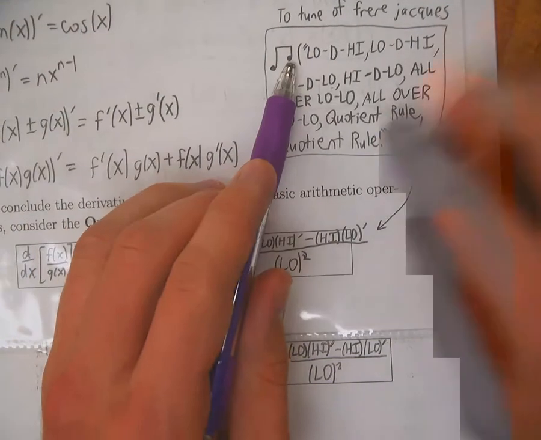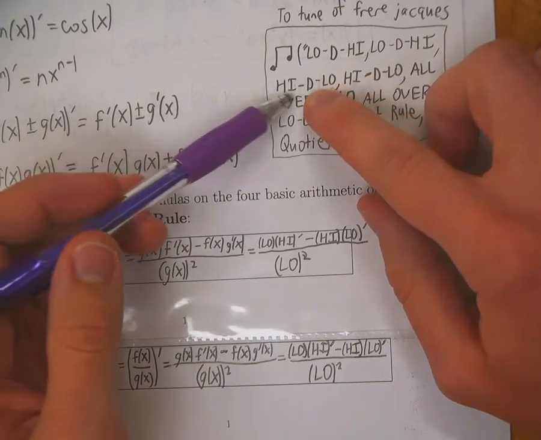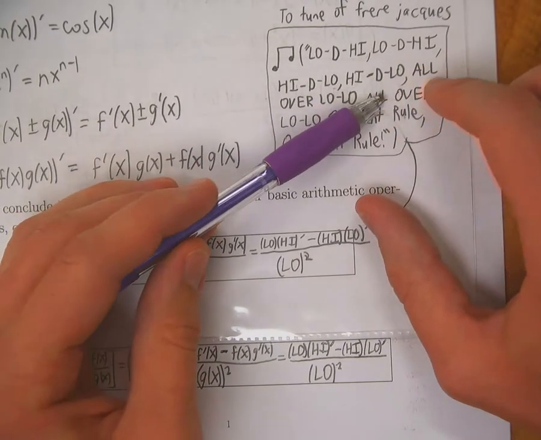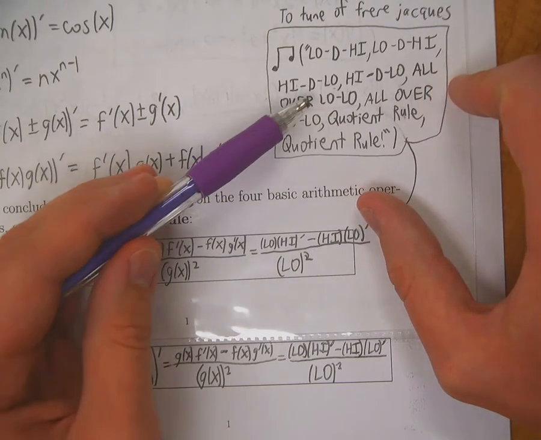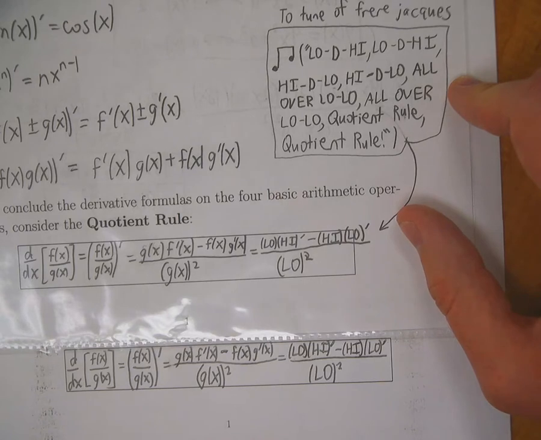Low D high, high D low, all over low, all over low, quotient rule.